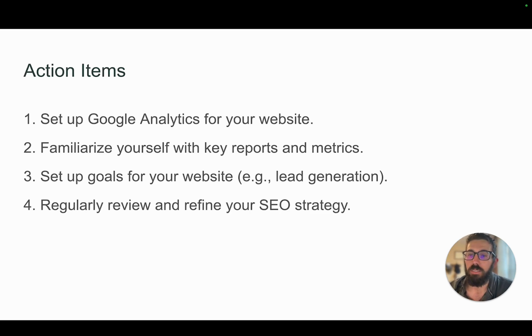Action items. One, set up a Google Analytics account for your website, get it connected, and familiarize yourself with key reports and metrics. Two, set up goals. We didn't really touch on that here, but that's within events. They call them events and then key events, but they're conversion goals. It's really highlighting that someone filling out a form would be a key event, or someone making a purchase would be a key event. You want to make sure that's set up and tracking, and then regularly review and refine your SEO strategy.